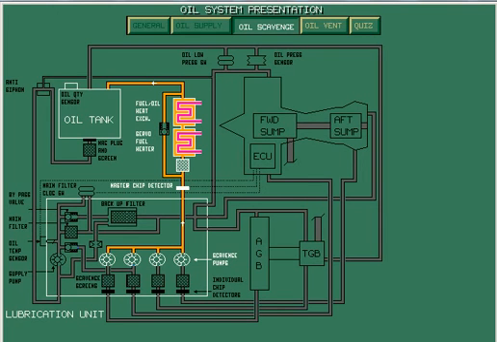The scavenge oil then flows through a master chip detector and a scavenge filter. Then it is cooled through the servo fuel heater and the fuel oil heat exchanger before returning to the oil tank.